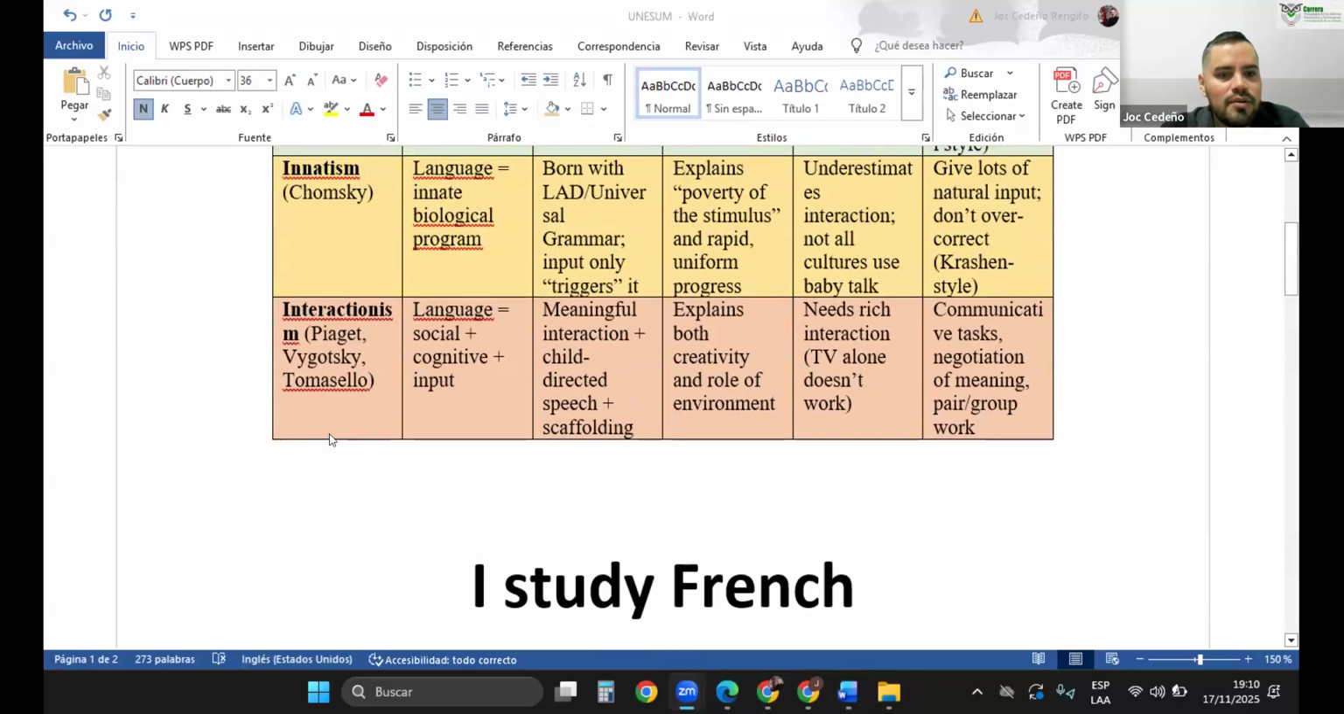All right. Then we have the interactionism from Piaget, Vygotsky, and Tomasello. Language is a social skill. You need to have people and practice. You need to have also cognitive input, meaningful interaction, detected speech, and also scaffolding. Also, you need to consider interaction and communicative tasks, negotiation of meaning, peer group work.